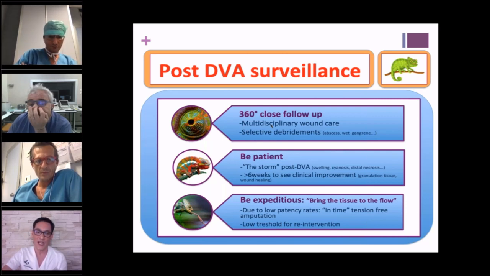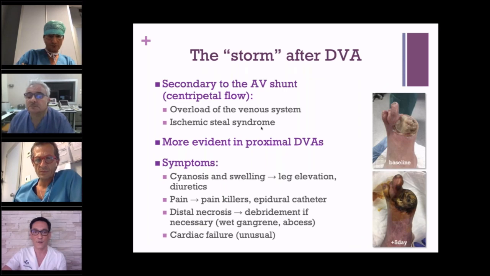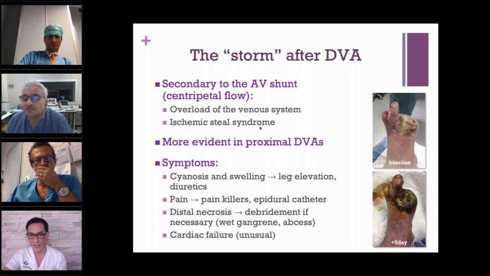We need to be really patient to face what we call the storm post-DVA, and the storm after DVA is the effect secondary to this AV shunt, which overloads the venous system and produces an ischemic steal syndrome on the remaining arterial tree. This seems to be more evident in proximal DVA than in distal DVAs, and the common symptoms, as already mentioned, are cyanosis and swelling.